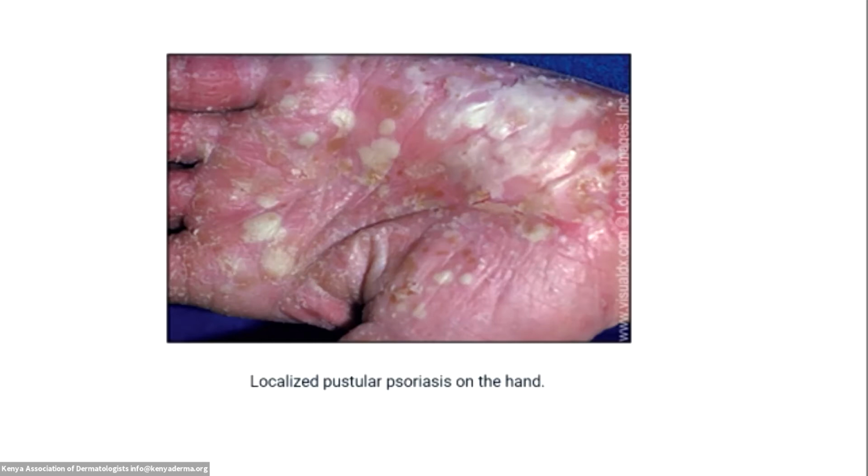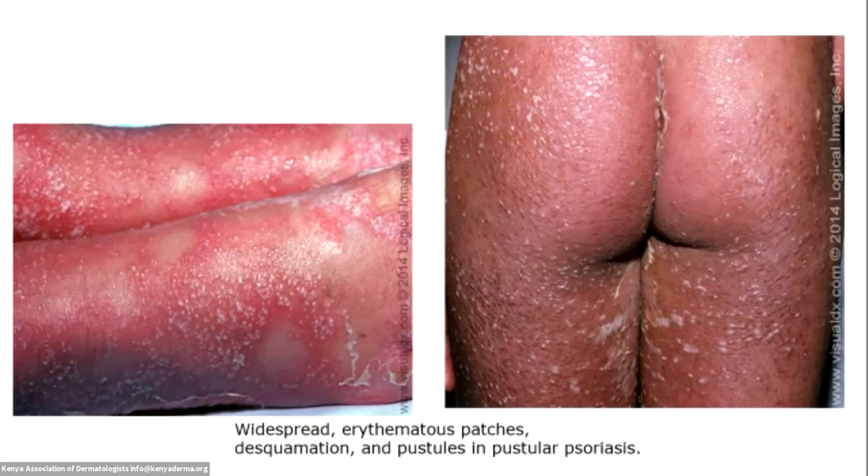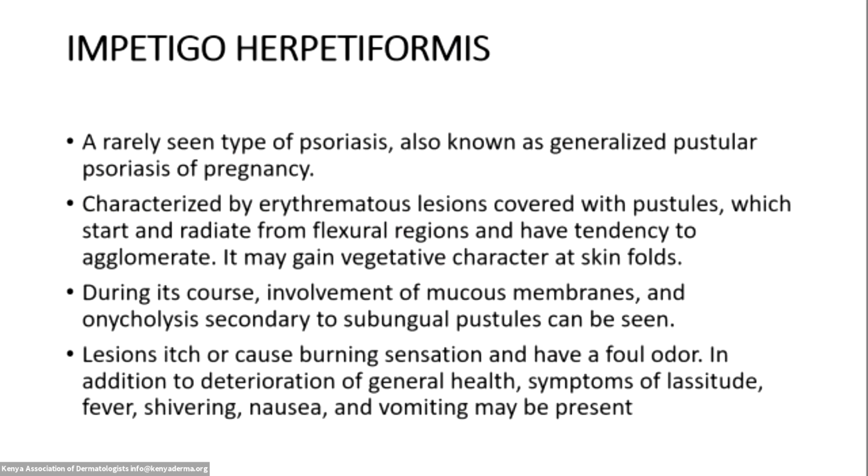So that's an image showing localized pustular psoriasis on the hand. This other one most likely is the generalized form. You can see it affecting the lower limbs and the gluteal region. There's this other form called impetigo herpetiformis. It's a rare form of psoriasis. Personally, I've not come across it myself, but it would be good to know if any of us have, and perhaps you can share your experience with it.